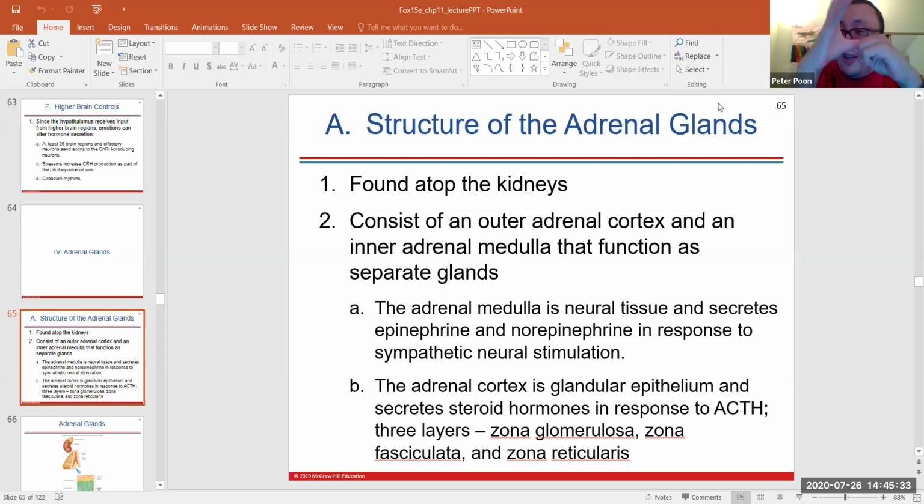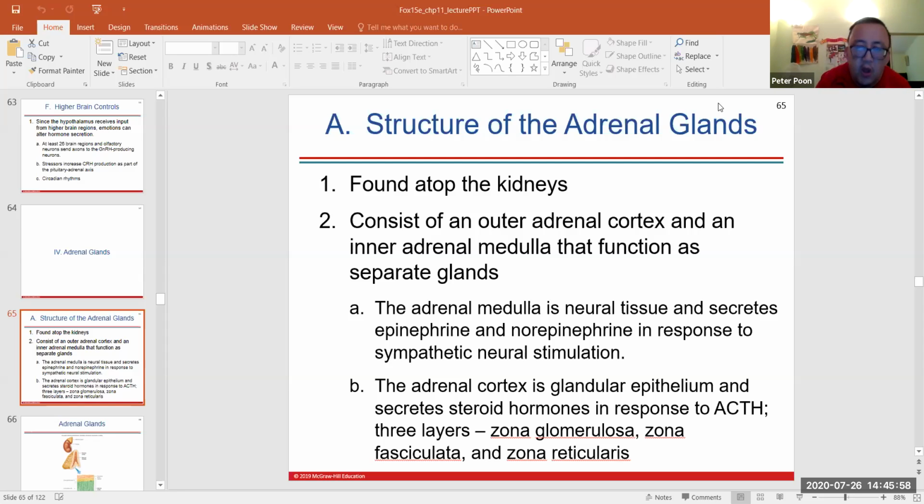The adrenal glands are again two different things. The middle, the adrenal medulla, is actually nervous tissue. The outer adrenal gland is the epithelial tissue. It's just like the pituitary. They're actually different glands.